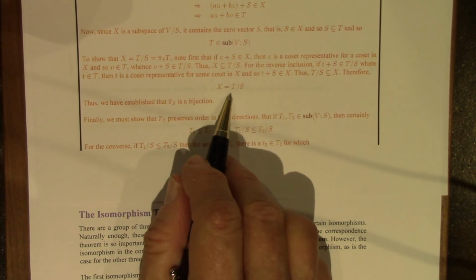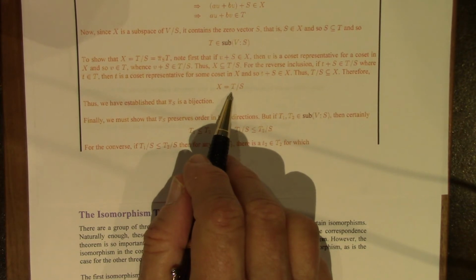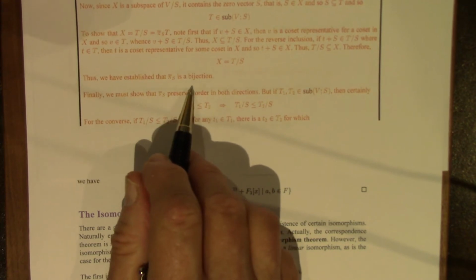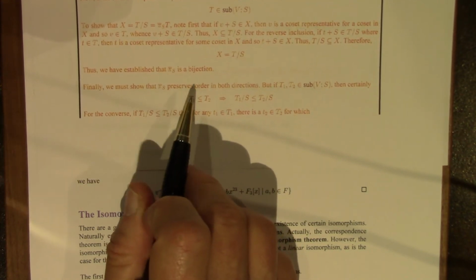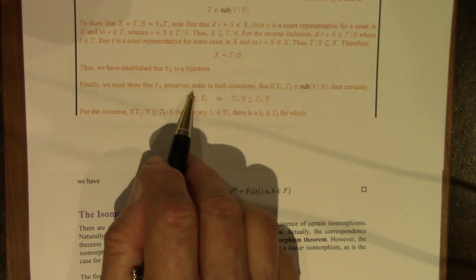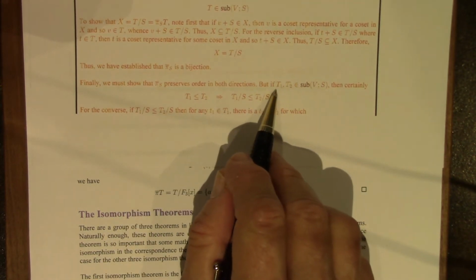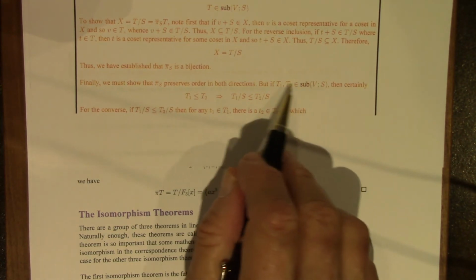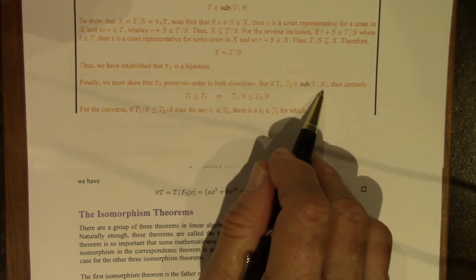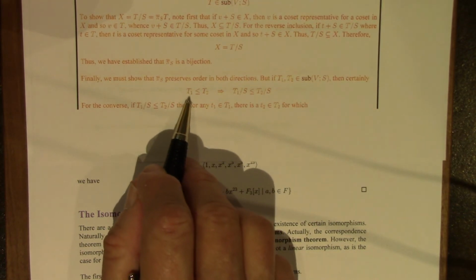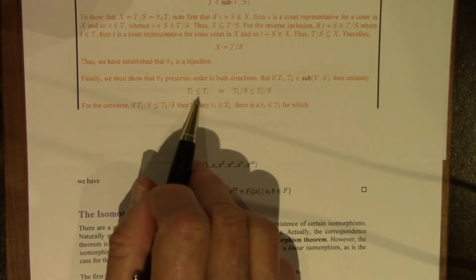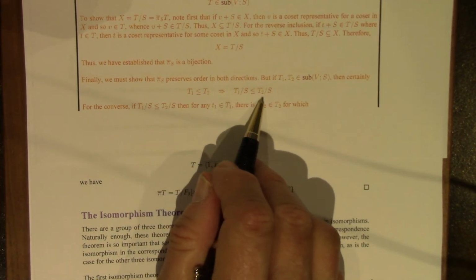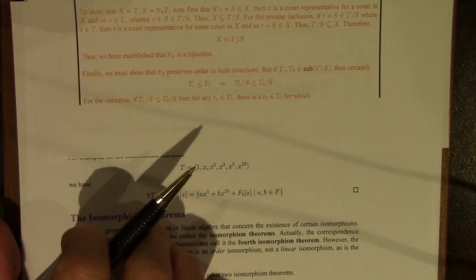So pi bar is not only injective but surjective. It is a bijection. Finally, we have to show that it preserves order in both directions. If we have two intermediate subspaces, T1 and T2, then certainly if T1 is contained in T2, or is a subspace of T2, then T1 mod S is a subspace of T2 mod S. That's straightforward.